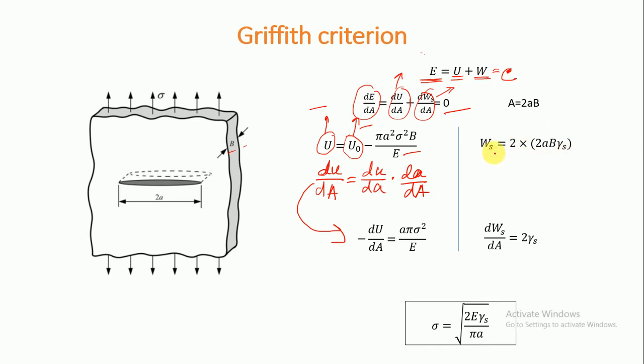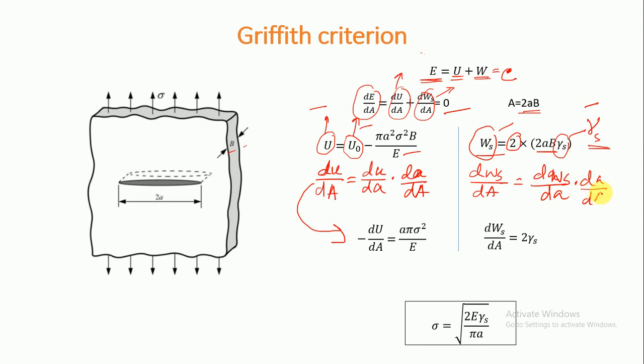And similarly, the surface energy: how much work is needed to create two surfaces. Gamma is for creation of one surface, that means the energy per unit surface. So the area is 2ab, so the total work required, and the energy release rate for this work done will come to the equation dWs by dA, that is equal to 2 gamma s.